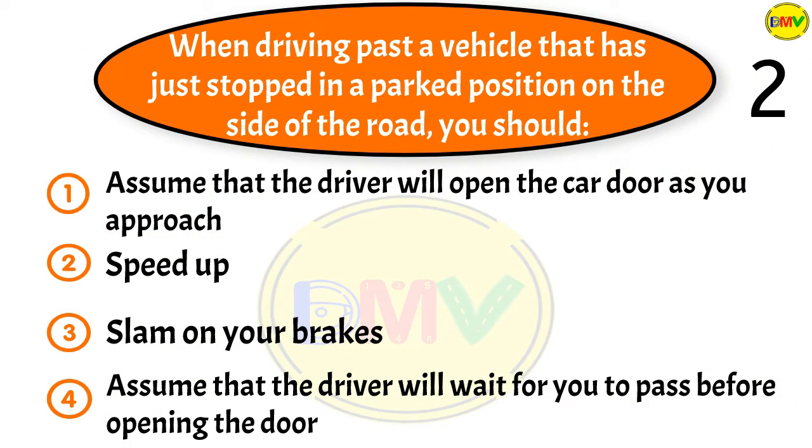Question 2. When driving past a vehicle that has just stopped in a parked position on the side of the road, you should: 1. Assume that the driver will open the car door as you approach. 2. Speed up. 3. Slam on your brakes. 4. Assume that the driver will wait for you to pass before opening the door.